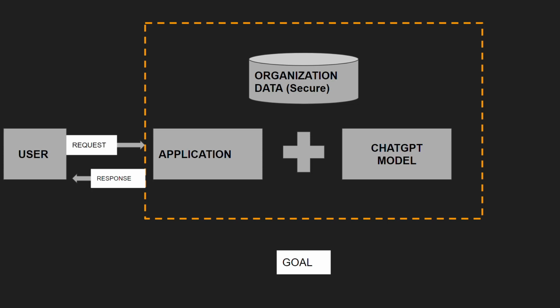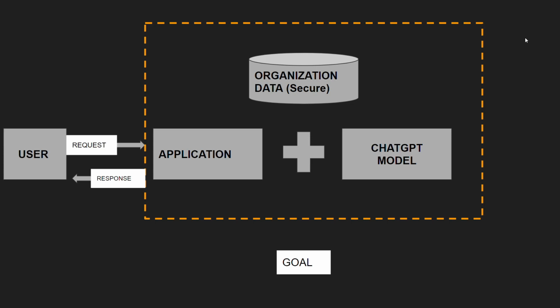So this may sound very simple, but the key point is that this organization data has to be outside the ChatGPT model, which is not the case currently, because the ChatGPT model accesses terabytes of data which is kept in OpenAI. So this is the current goal of any organization that wants to ensure its data is secure and it can use ChatGPT. Can we achieve it? Yes, we can definitely achieve it.